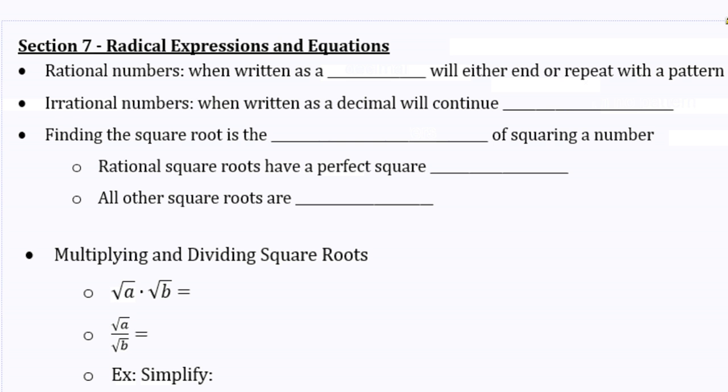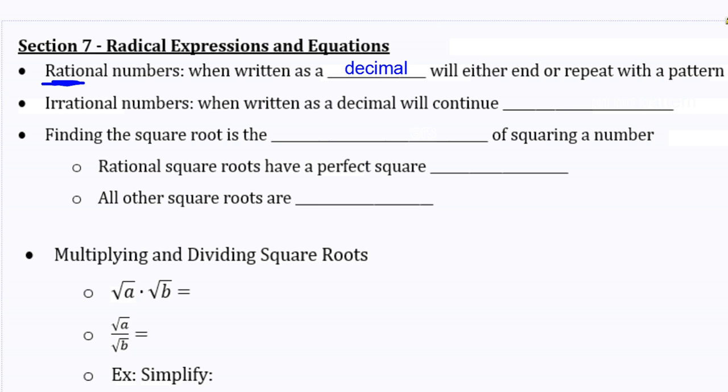Okay, so in this next video, we're going to talk about some radicals. And radicals, we're talking about square roots, basically. So I want to start with just a quick reminder of the difference between rational numbers and irrational. Now, rational has this word ratio in it, which means I can write it as a fraction, but it's probably easier to tell the difference between rational and irrational when we write it as a decimal.